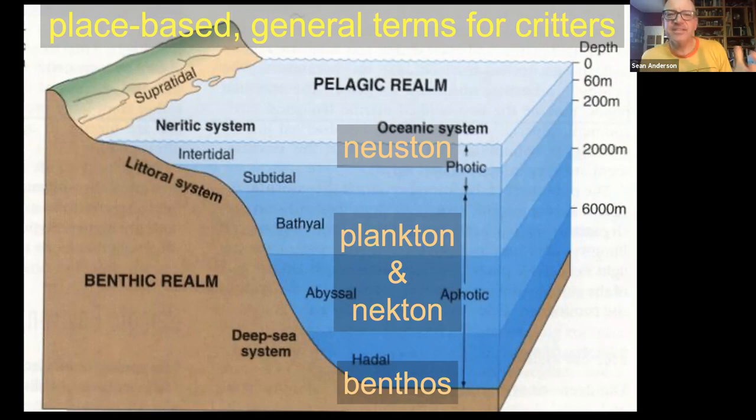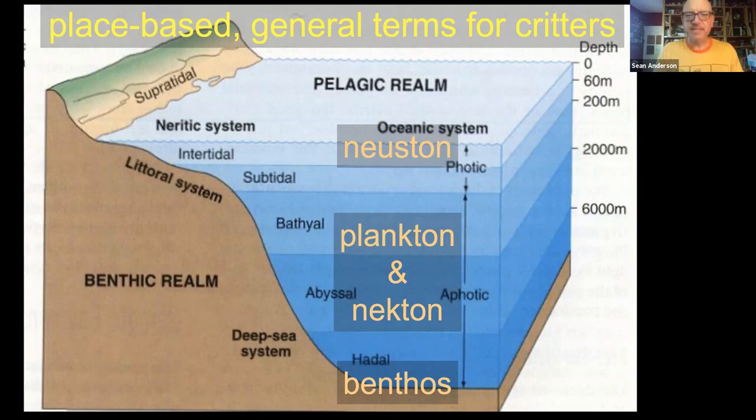Generally speaking, not exclusively, but generally speaking, plankton are small critters. Generally speaking, nekton are large critters. And then the last thing would just be organisms that are attached or very closely associated with the bottom, and those would be benthos.